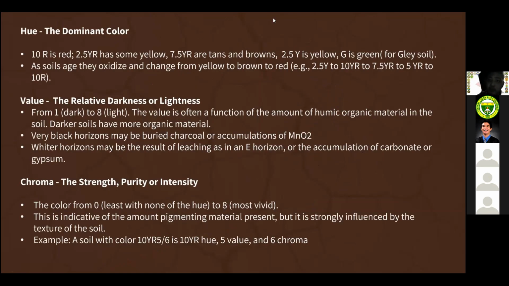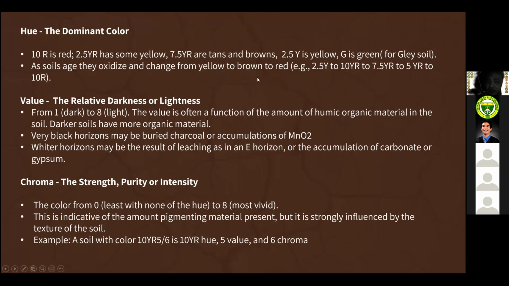So just to repeat, the hue or the dominant spectral color: 10R is red, 2.5YR has some yellow, 7.5YR are tans and browns, 2.5Y is yellow. In some color charts, G is also used to represent green. As soils age, they oxidize and change from yellow to brown to red.